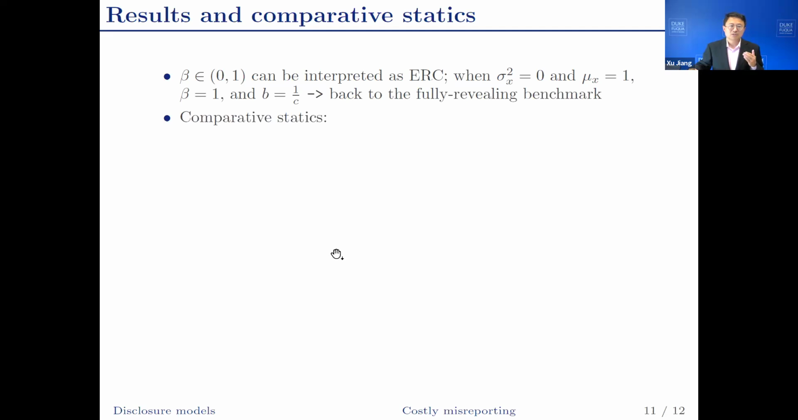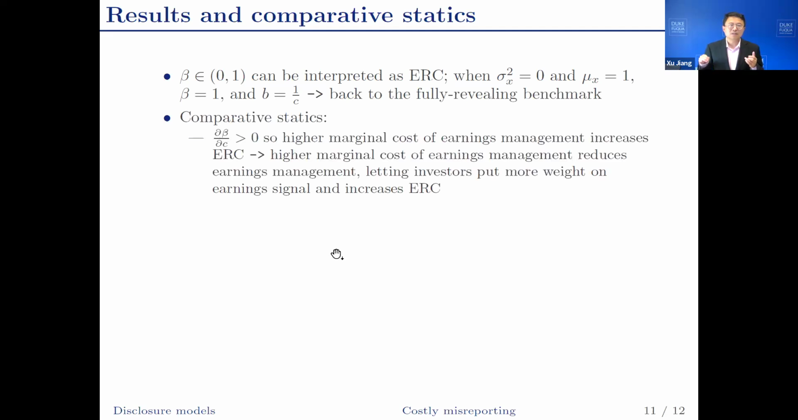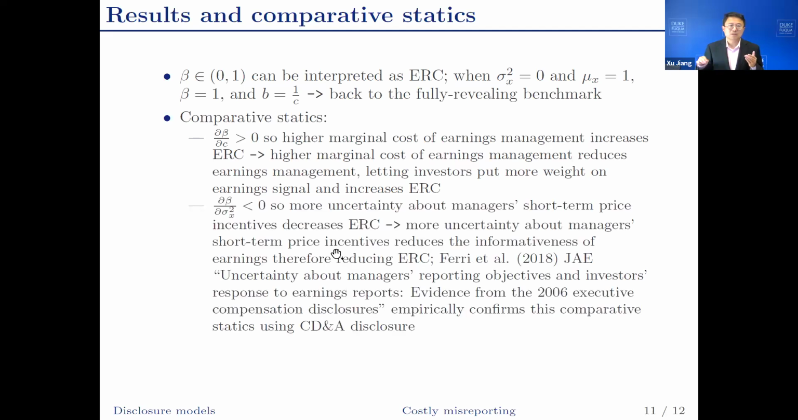To provide empirical implications, we look at comparative statics. First, a higher marginal cost of earnings management increases ERC. This is intuitive. A higher marginal cost of earnings management reduces earnings management. And when it reduces misreporting, investors are going to think the earnings signal is more informative. They're going to put more weight on the earnings signal. So ERC increases.